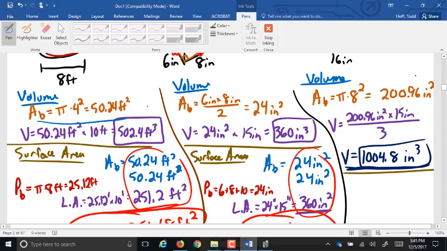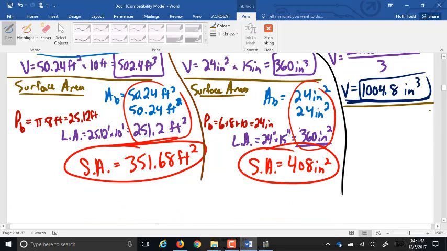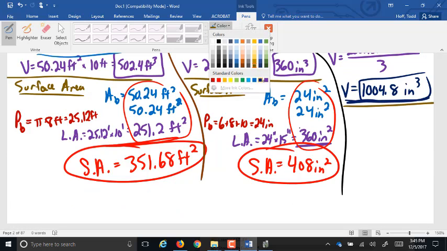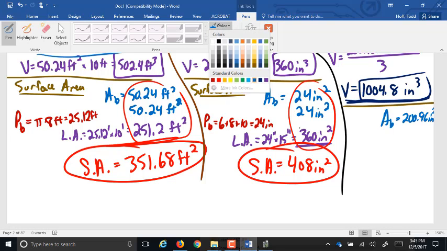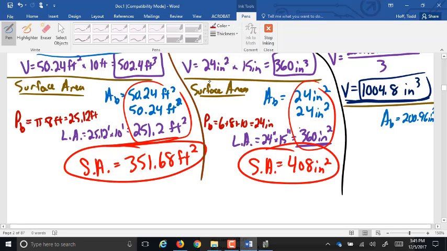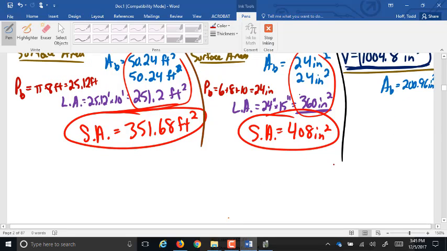For surface area, we already have the area of the base. There is only one base, so we're only going to put that in there once. We do need the perimeter of the base. The perimeter of the base is going to be a circumference again. So it'll be pi times that 16-inch diameter, which is going to be 50.24 inches for the perimeter of the base.